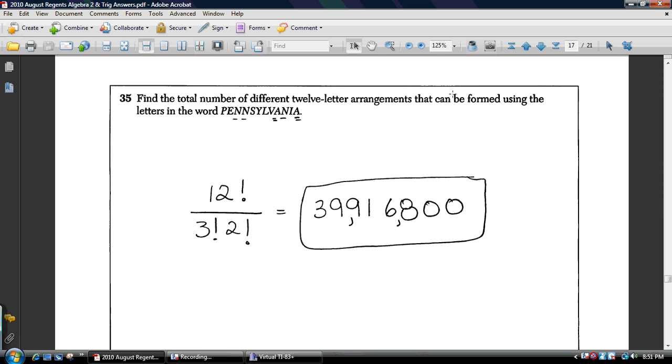Find the total number of 12-letter arrangements that can be formed using the letters in the word Pennsylvania. Well, there's 12 letters, so there's 12 factorial ways that can be done. But then you have to divide out the repeats because it wants different 12-letter arrangements. So divide out the repeats. There are 3 n's, and the number of ways 3 n's can repeat is 3 factorial. And there's 2 a's, and the number of ways 2 a's can repeat is 2 factorial.